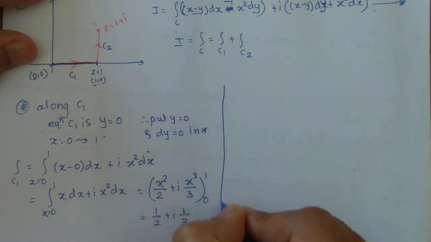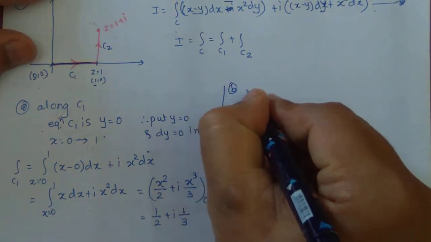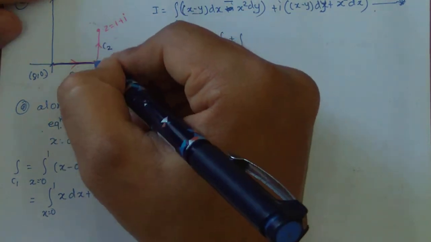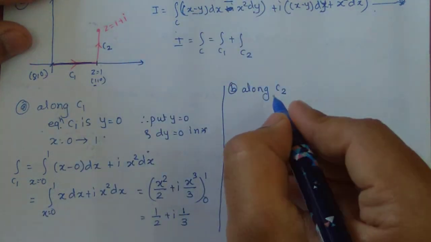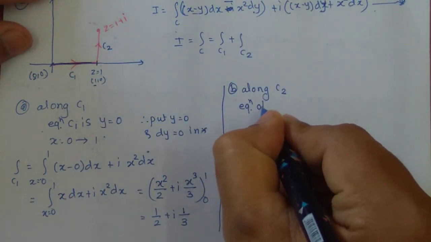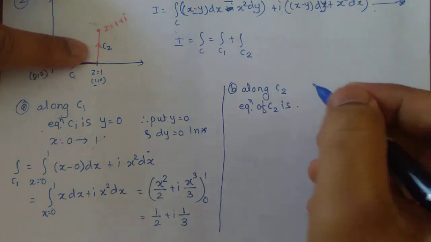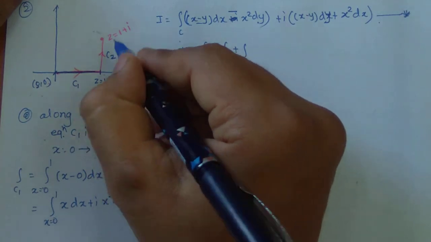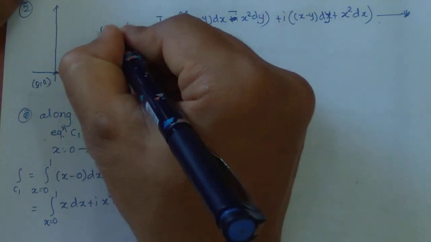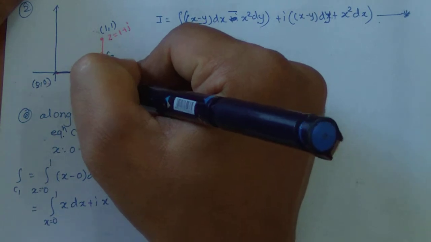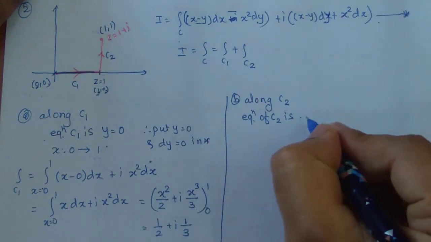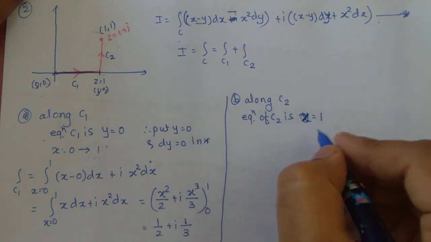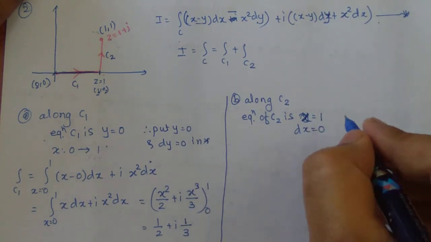Now we are going to derive along C2. So C2 is a straight line which is parallel to the y-axis. What is its equation? See, on C2, what are the coordinates here? 1, 0. And here the point is 1, 1, because it is 1 plus i. So you can see the x coordinate remains constant. Hence the equation of the line is x equal to 1. Therefore dx is equal to 0.